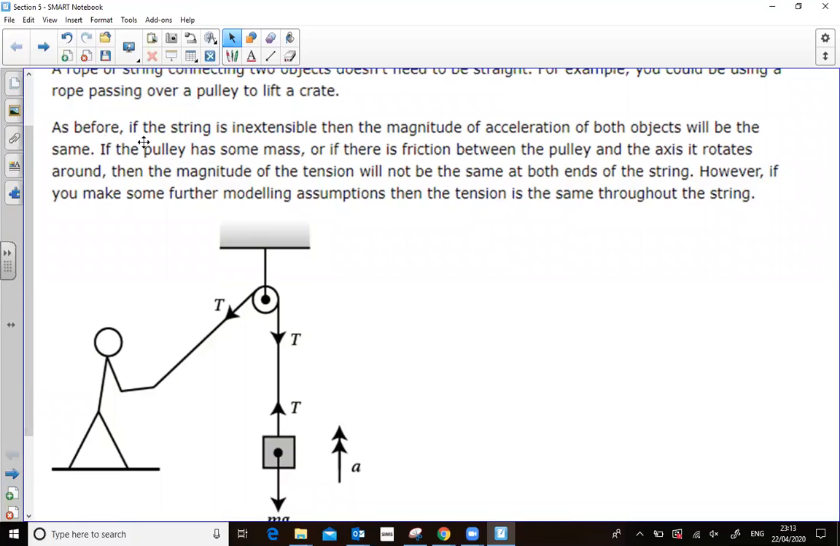As before, if the string is inextensible, then the magnitude of acceleration of both objects will be the same. If the pulley has some mass, or if there is friction between the pulley and the axis it rotates around, then the magnitude of the tension will not be the same at both ends of the string. However, if you make some further modeling assumptions, then the tension is the same throughout the string.